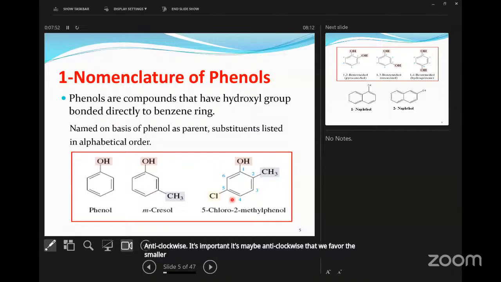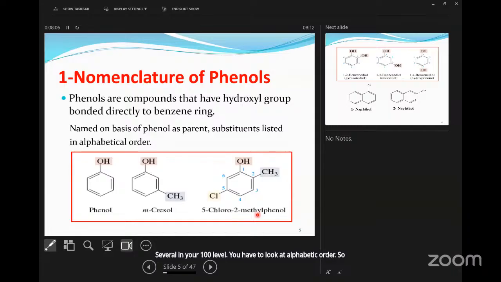So you have to look at this. So this is 5-fluoro, 2-methyl. Then you wonder, why are we putting 5 before 2? You know that, according to IUPAC, as you have been taught severally in your 100 level, you have to look at alphabetic order. So F comes before M. That's why it is 5-fluoro, 2-methylphenol.